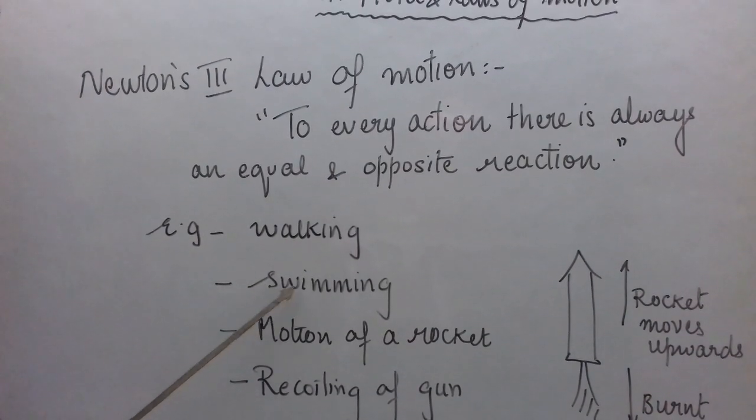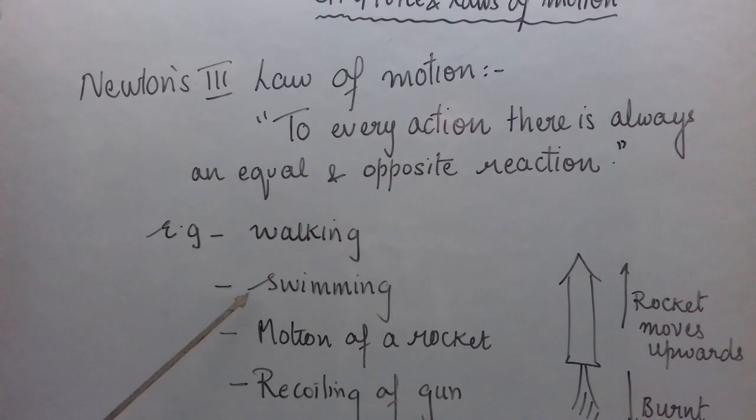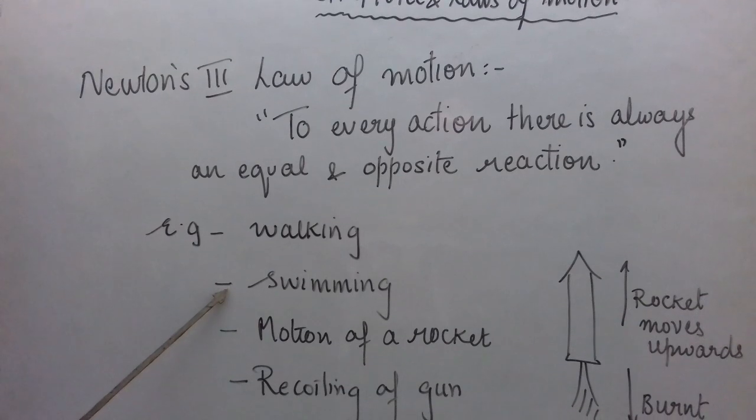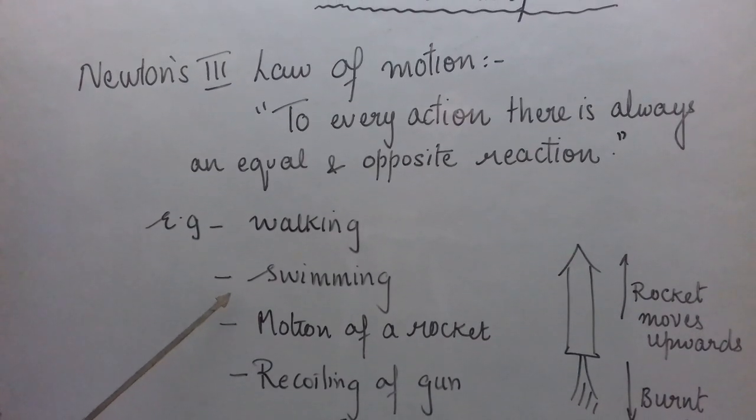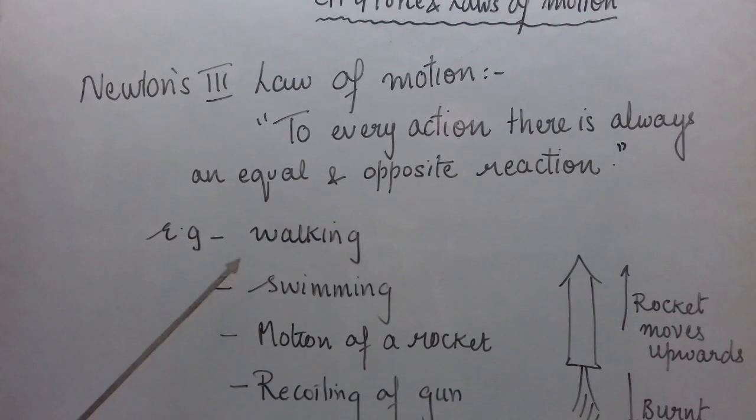Swimming, you must have seen the swimmer. How does he swim? With his hands, arms and feet. He pushes the water backwards and the water applies an equal and opposite force on the swimmer in the forward direction, and thus the swimmer is able to swim.